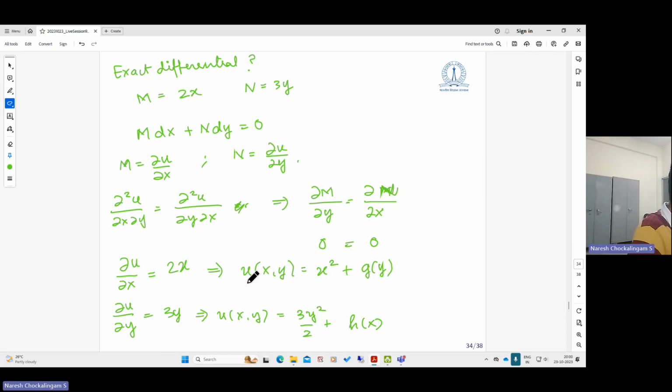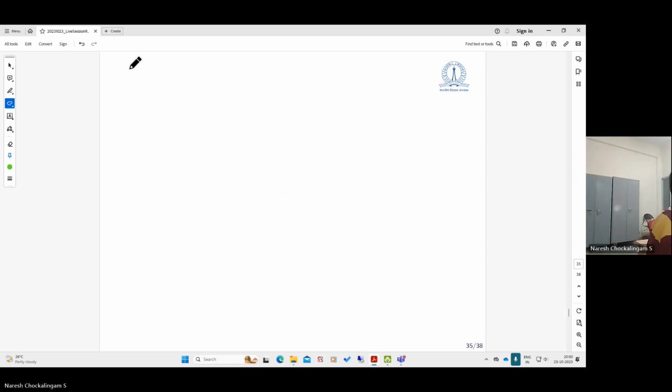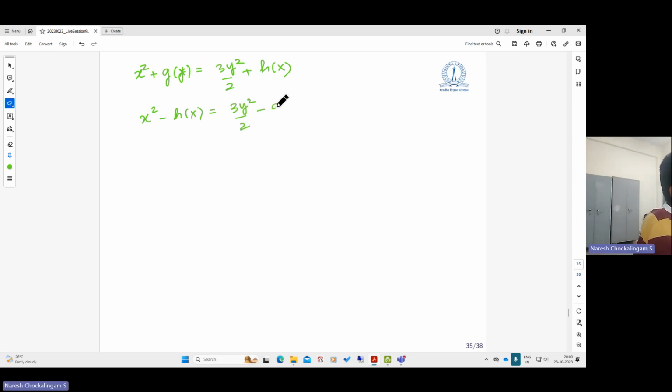So left hand sides are equal. Both of them are u of x comma y. So equating the two, you get x squared plus g of y is equal to 3y squared by 2 plus h of x. So you get x squared minus h of x is equal to 3y squared by 2 minus g of y.